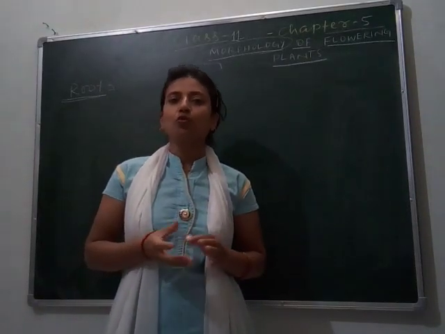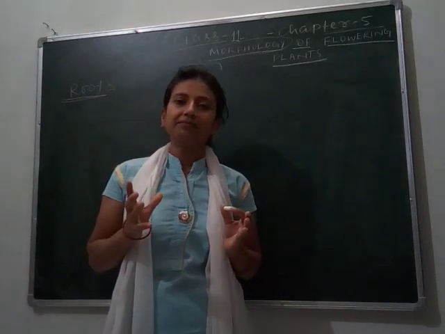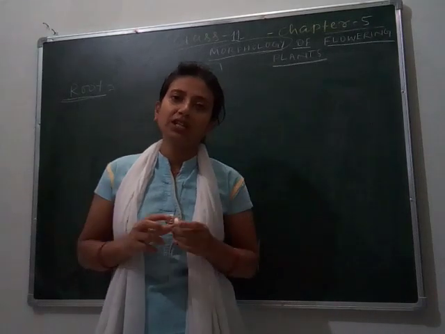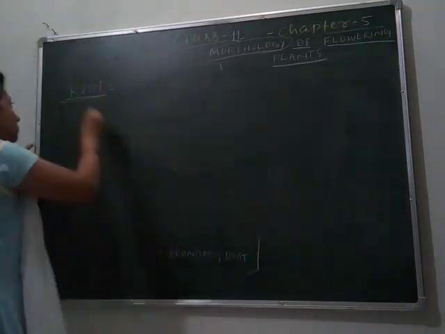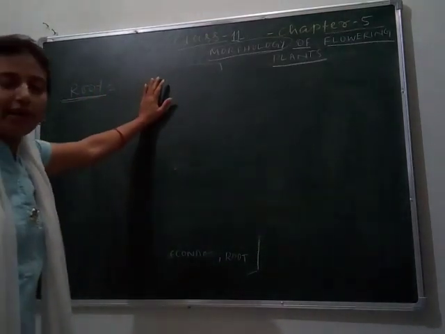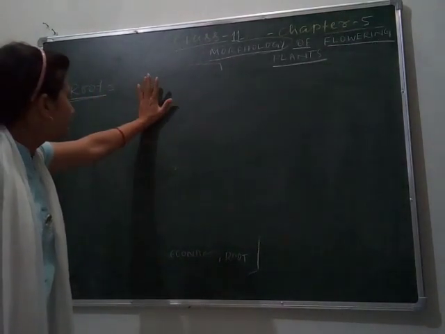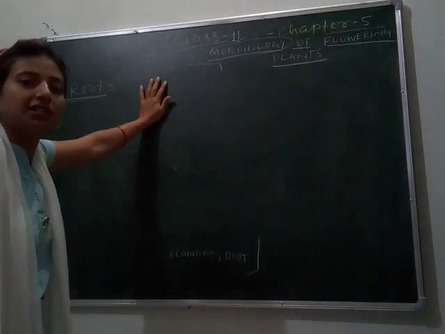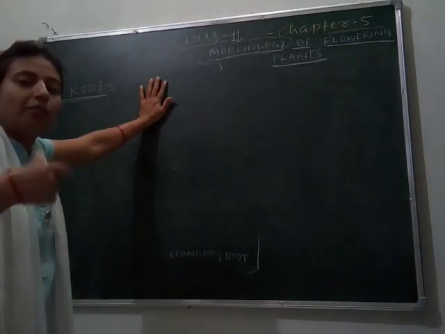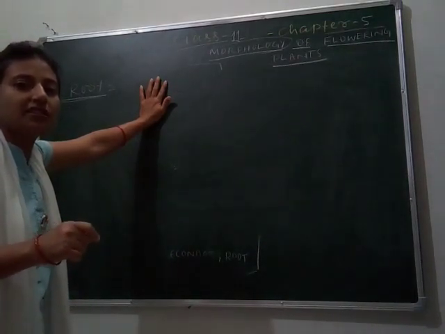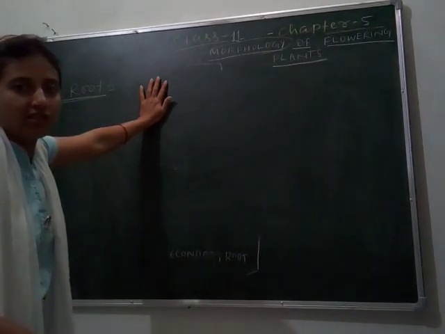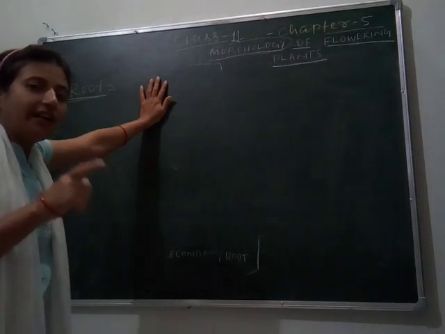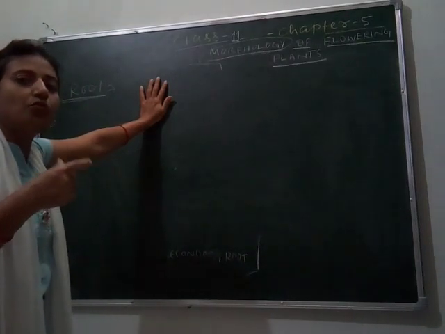Normally you will say root holds the plant, it absorbs minerals and nutrients, it prevents soil erosion. Am I right? So the function of root is to absorb water and minerals, hold the plant, and prevent soil erosion. But in this chapter we will study that root performs some other functions other than its original function. So the points I have told you are its original function, and then it gets modified to do different functions.